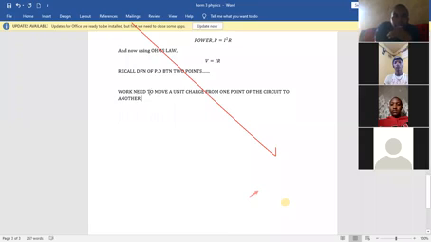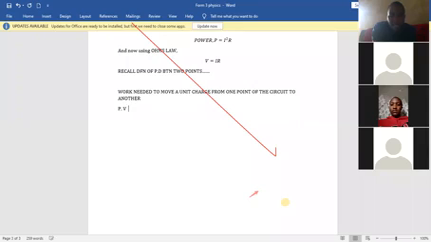Yes. The work needed to move a unit charge from one point of the circuit to the other. Then we went down there. You remember we wrote P and D in brackets, which is denoted by V. We said it is equal to what?